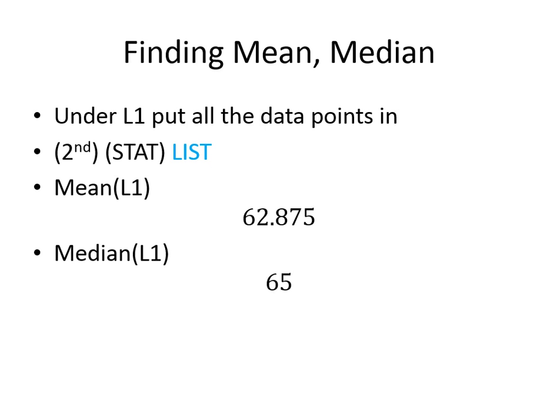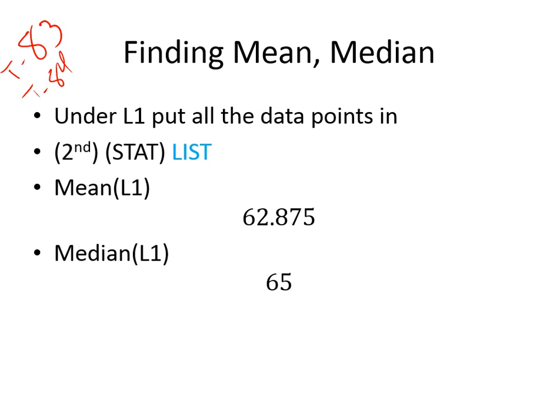And so what you'll do is you go second stat, which should be blue. It should say list on it. That's blue above the button. This is with an 83 or 84, the TIs. 83 and 84s is what I'm going off of.